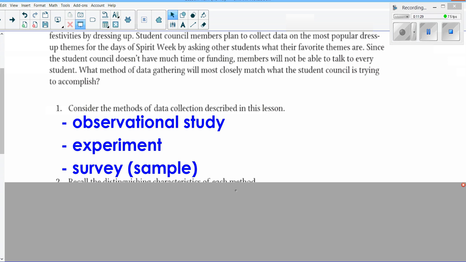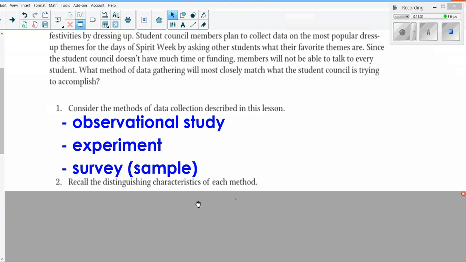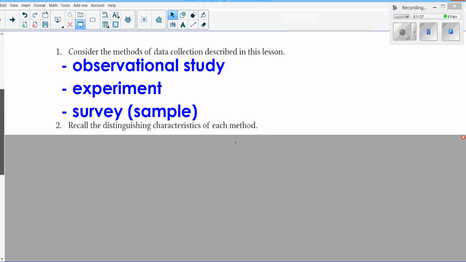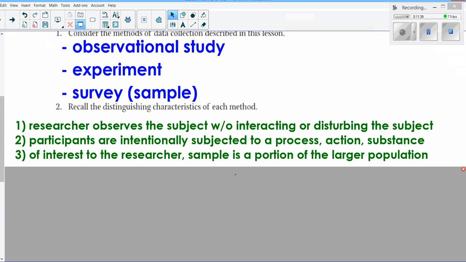Okay. The next part says to recall the distinguishing characteristics of each method, meaning what would differentiate between the 3. Okay, and then, sorry, I know it's a lot of writing. So write this out. An observational study is where a researcher observes the subject without interacting or disturbing the subject. They're just watching. Okay. An experiment is where participants are intentionally subjected to a process, action, or a substance.